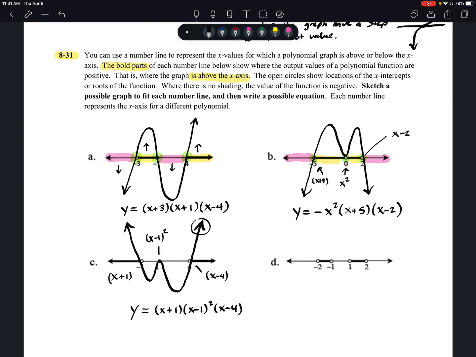Looking at D. So it looks like we got to start below. We got to be below here, and we got to be below over here. We got to be above here and here. So we'll start down, we'll cross, come back down. Looks like we need to cross, so we're below. We need to cross, and we need to cross. So this one has a negative orientation, so y is equal to negative. And we would say x plus 2, x plus 1, x minus 1, and x minus 2. And that is our answer.